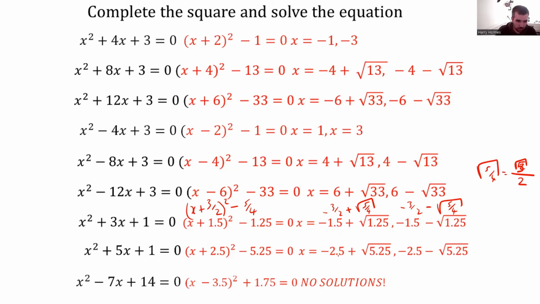So this one here as well, the minus 5 over 2 instead of minus 2.5. The square root here is 5.25, which is 21 over 4. So the square root of that. And again, for that, you might have got root 21 over 2, especially if you've used your calculator at any point. So if you've got this answer, but you've got root 21 over 4 or root 21 over 2 instead of root 5.25, and if you've got 5 over 2 instead of minus 2.5, you can go ahead and tick those. And you have now completed completing the square.